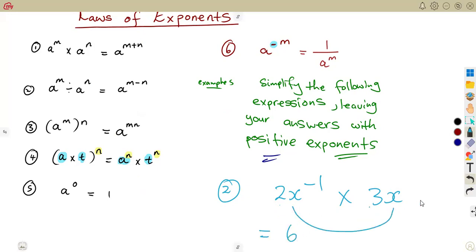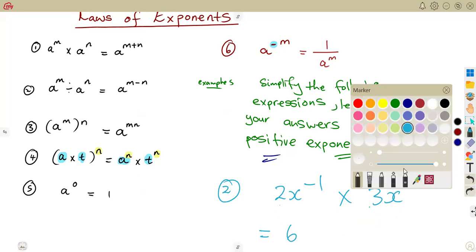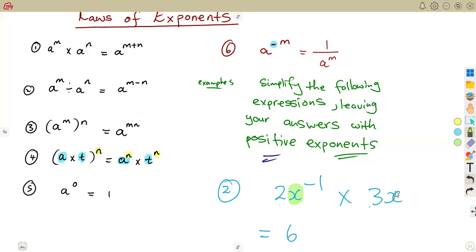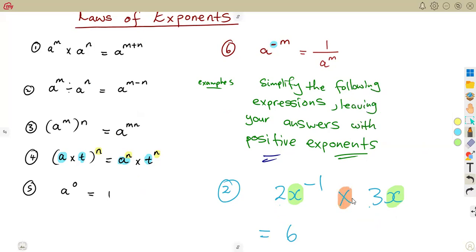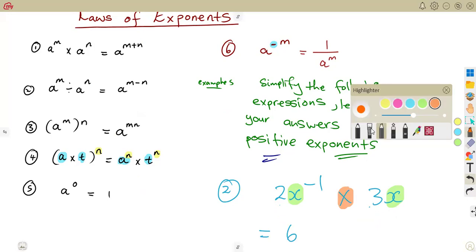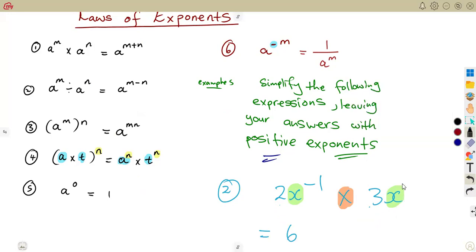Then the part of x, there is x, there's also another x. What is it that you must do on this x and this x? You have to add their exponents because you are multiplying. Remember, here the sign is multiplication. So what is the exponent here on this x? If the exponent is not given on a number or on a term, it means that's a 1. 2 is the same as 2 to the exponent of 1. x is the same as x to the exponent of what? 1. So when you see this x, there is a 1 here.